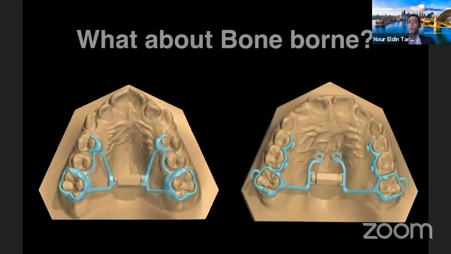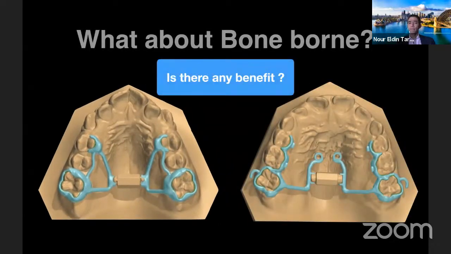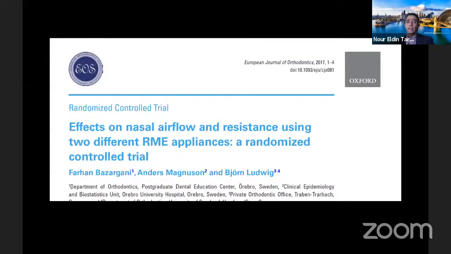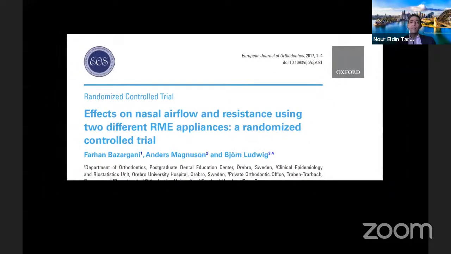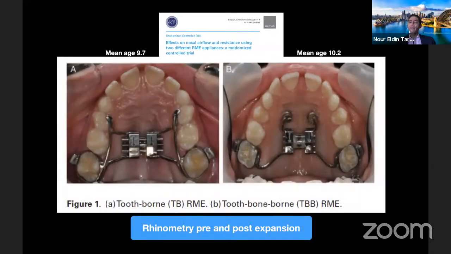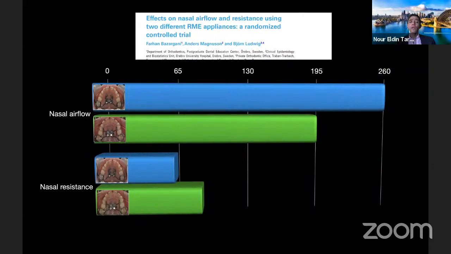But what about bone-borne expanders? Is there a benefit? And the answer is a resounding yes. And this is a randomized clinical trial that came from Germany. If we have a look at what they compared, they looked at conventional tooth-borne expansion versus hybrid expansion. And then they did a rhinometry pre and post expansion. The results were quite interesting. Obviously, there's an improved nasal airflow in both groups, but significantly more improved in the group that had the bone-borne expander.